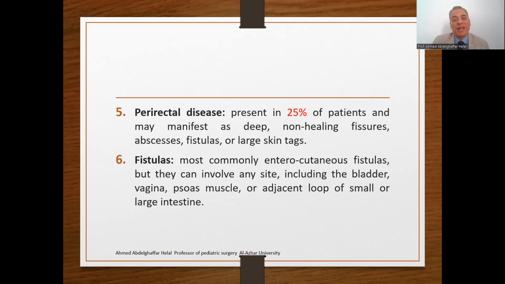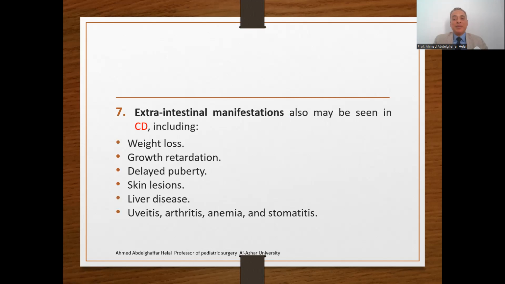Perianal disease is one of the characteristics of Crohn's disease. About 25% of patients may present with deep non-healing fissures, abscess, or large skin tags. So the pediatric surgeon should be alert for these manifestations in Crohn's disease, as it may present with perianal or perirectal disease. Fistula is more common, maybe enterocutaneous fistula, or a fistula between the bladder and vagina, or between adjacent loops of small bowel or large bowel.